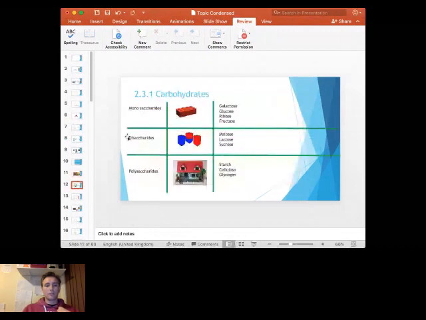So, carbohydrates. Carbohydrates are split into three different classes. We can call them monosaccharides, disaccharides, and polysaccharides. And since I'm from Denmark, I like to think of things in terms of Lego blocks.